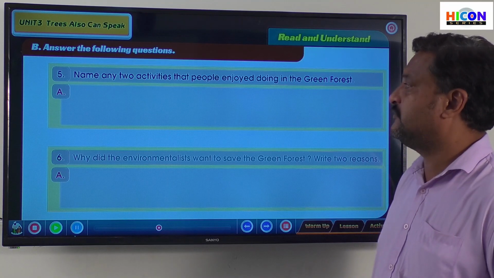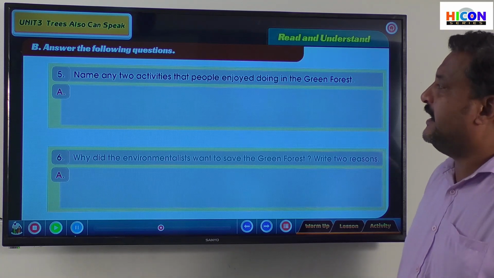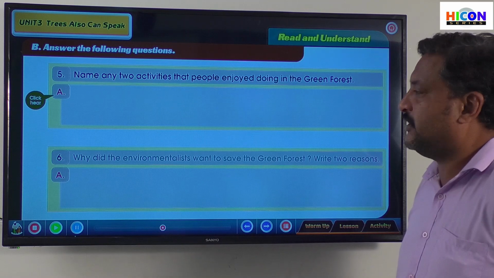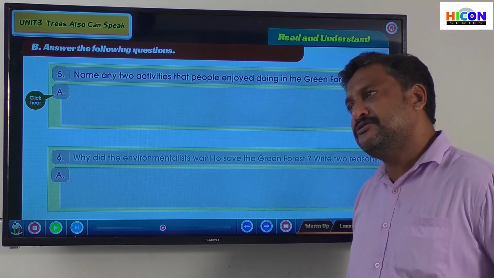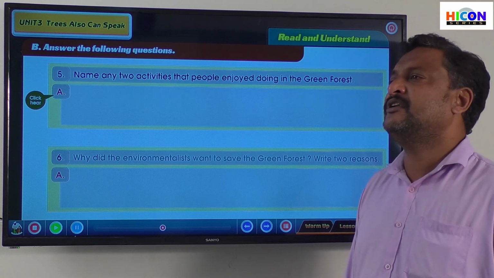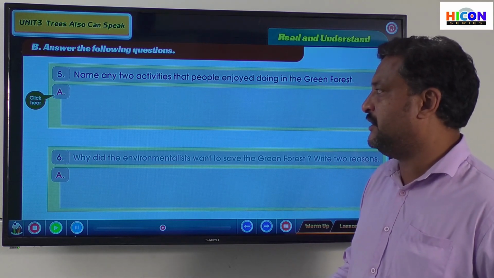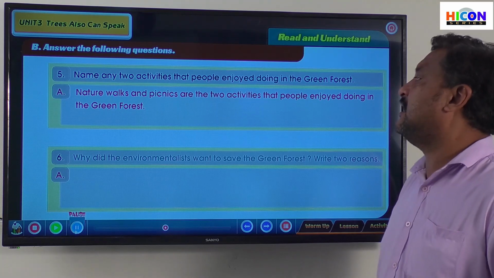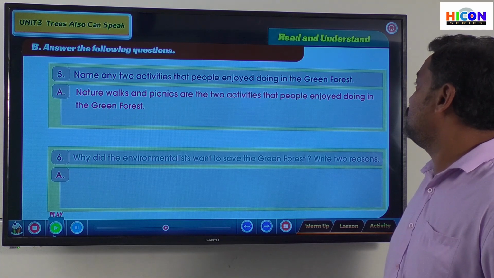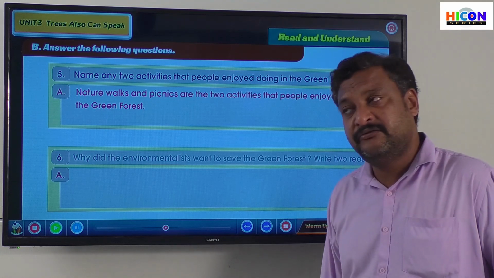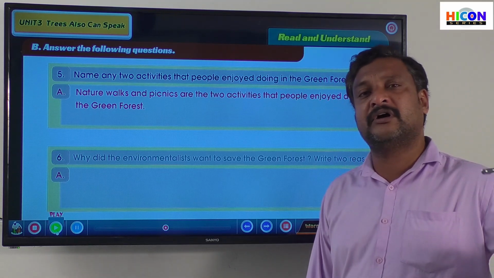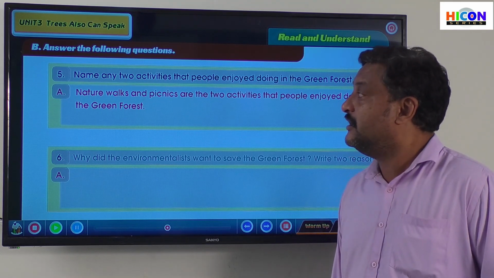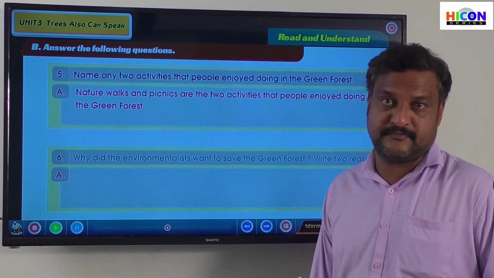So now we have come to the fifth question. Name any two activities that people enjoyed doing in the green forest. So people do enjoy some things that we do in the green forest, isn't it? So what are they? The answer: nature walks and picnics are the two activities that people enjoy doing in the green forest. We would like to go to the forest and take a walk around the forest, within the forest itself. We enjoy doing such kinds of things, and we do love picnics.